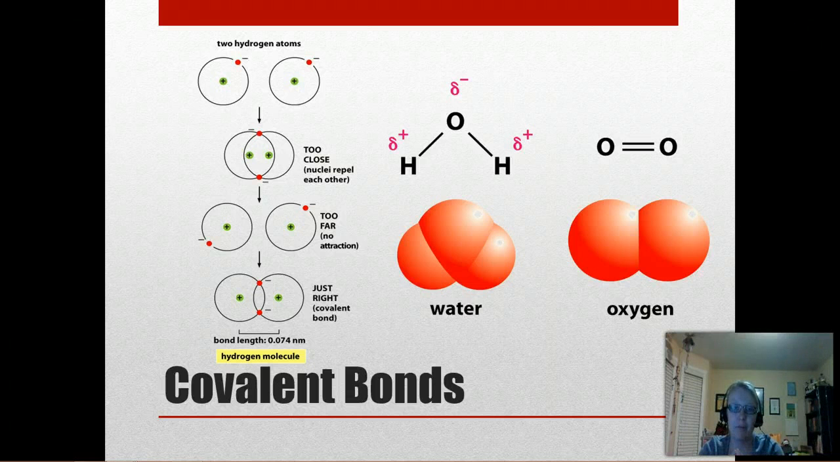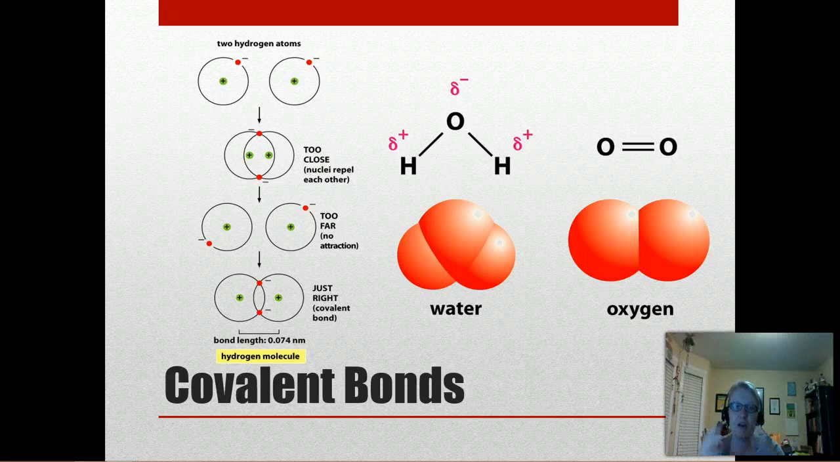In polar covalent bonds, one of the atoms in the molecule is hogging the electrons, and you can see that here with water. In the case of water, oxygen is pulling the electrons towards it, where the hydrogens then have this positive charge. And this is what's going to create the attractions for hydrogen bonds that we're going to talk about here in a little bit. Whereas with molecular oxygen, you can see that they equally share those electrons, so there is no charge across it.